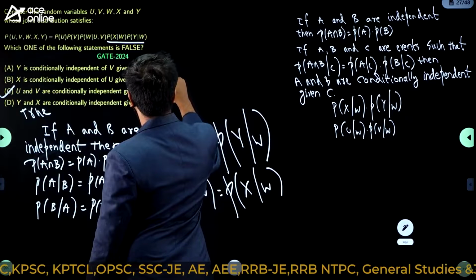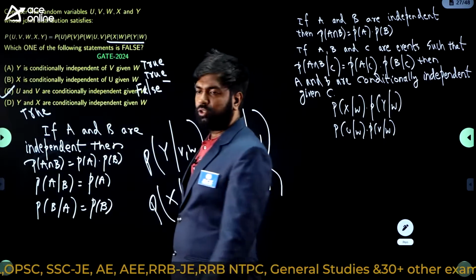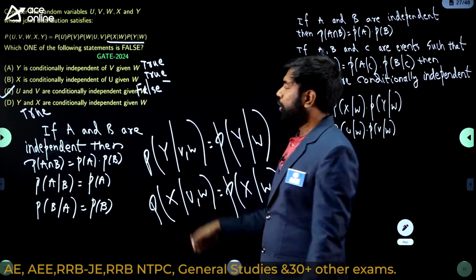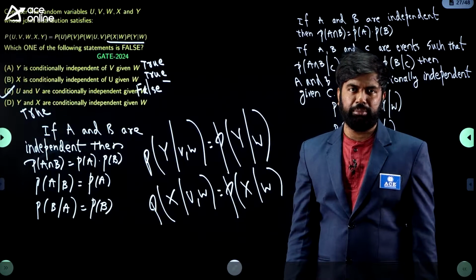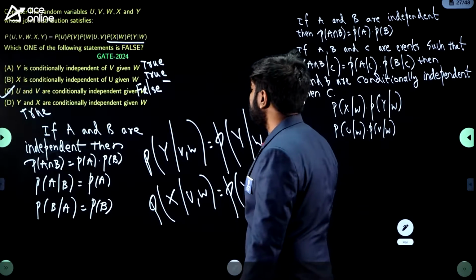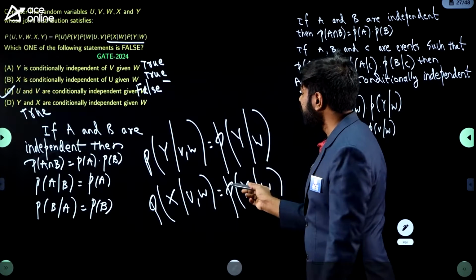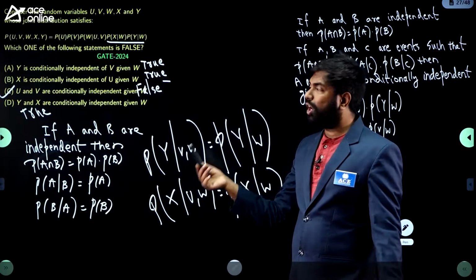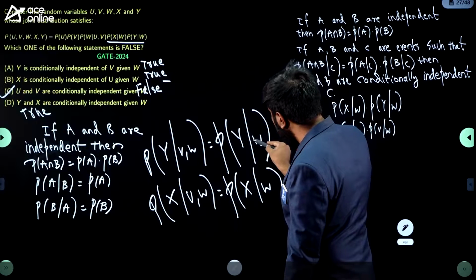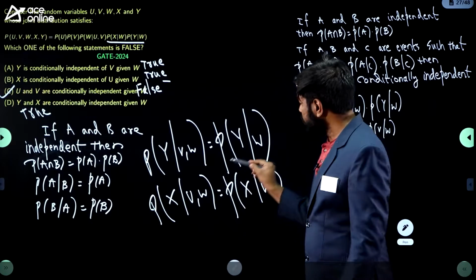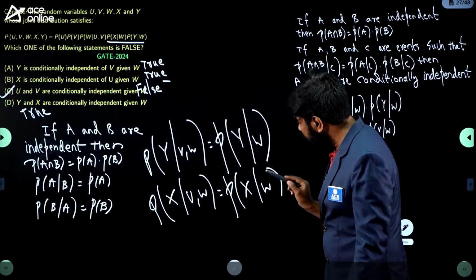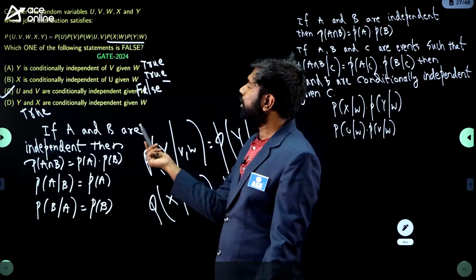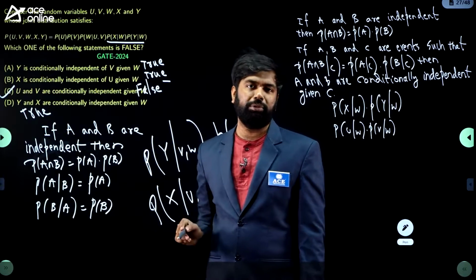This is also a true statement, and option D is also a true statement, but option C need not be a true statement. Some of you would be confused here, sir, why are you saying this? See here, if it was dependent, you would definitely have V comma W here. Since we do not have V here, we can claim that Y is conditionally independent of V given W.